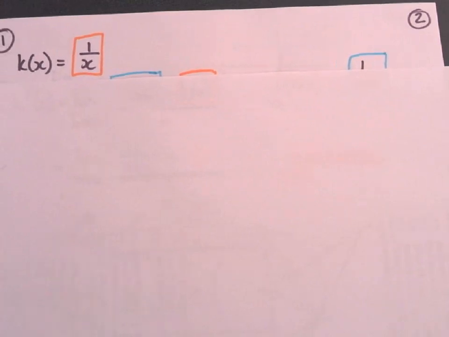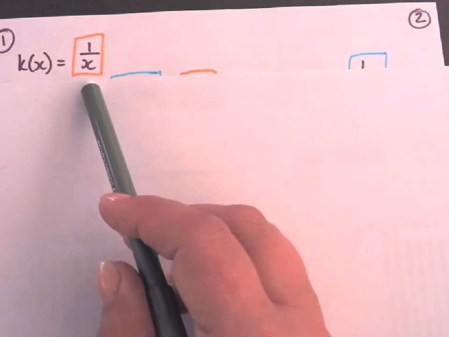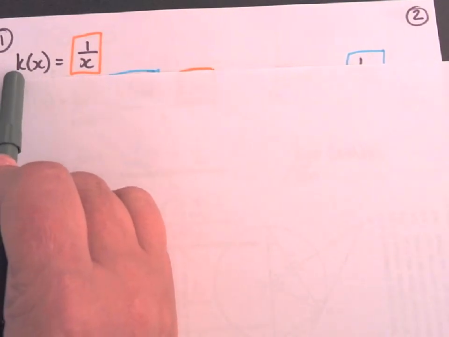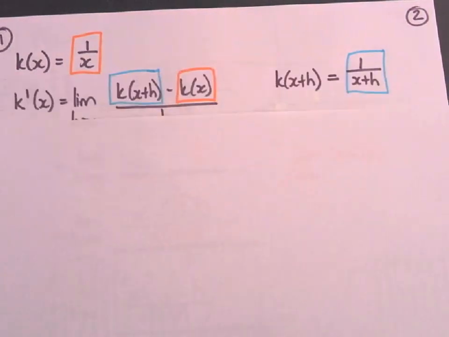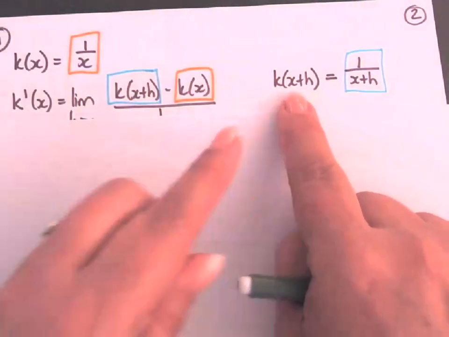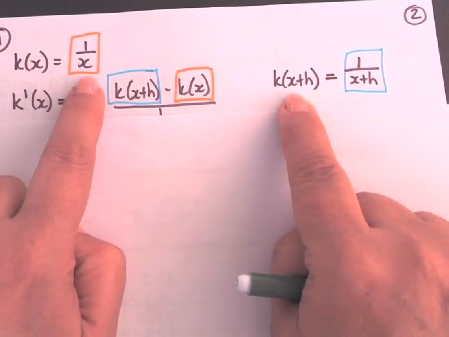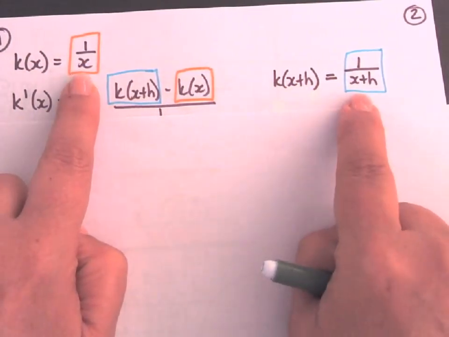Our first example: k(x) is 1 over x. That's my function. Now remember from Monday's lesson, you first have to do some homework. We need to get k of x plus h. So in all the places where I had an x in my function, I now substitute that x with x plus h.